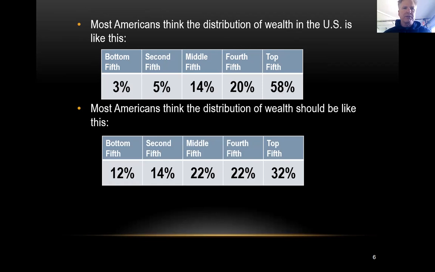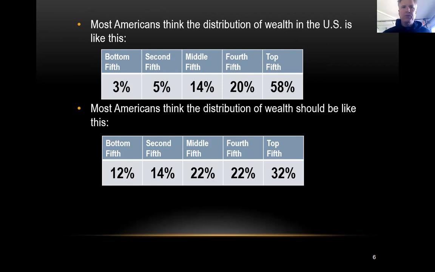It's kind of interesting. So again, most people took their guess, okay, 3% of the wealth is probably owned by the bottom 5%, but they believed it would be fair if it was about 12%. And then going to the top again, most people believed that it was probably around 58%, and they said it should really be more like 32%. That would be fair. So pretty interesting.